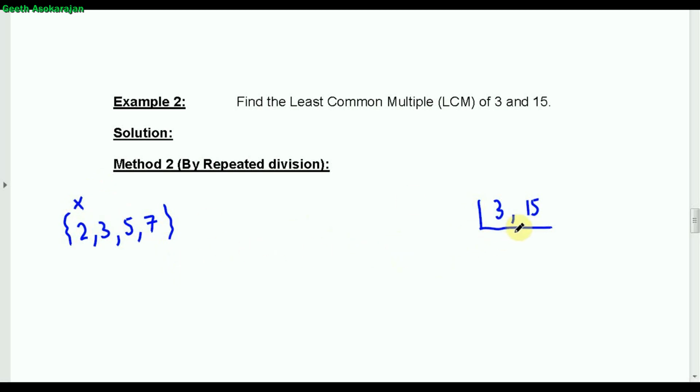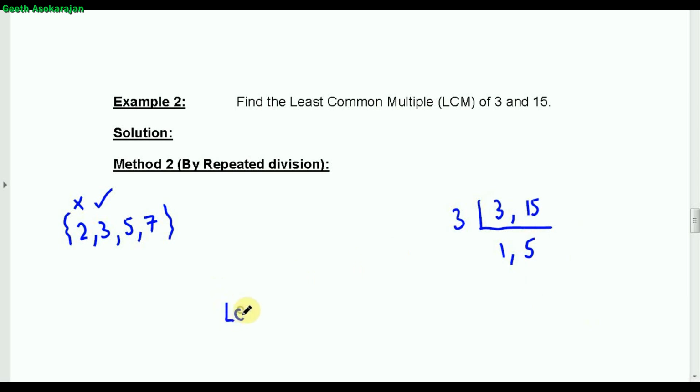Let's check 3 then. 3 divided by 3 is 1, no remainder. 15 divided by 3 is 5, no remainder. As you can see, I have a 1 and a prime number. If you either have 2 prime numbers here, or 1 with a prime number, just stop the process.